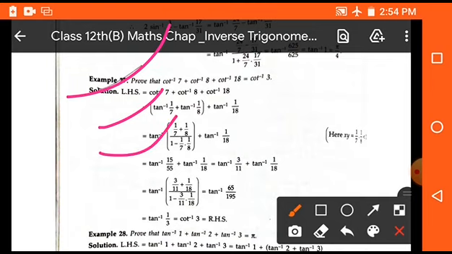Now taking first two terms and applying formula tan inverse A plus tan inverse B, we get tan inverse 1 upon 7 plus 1 upon 8 upon 1 minus 1 upon 7 into 1 upon 8, plus write the third term as it is. Now on solving we get tan inverse 15 upon 55 plus tan inverse 1 upon 18. Now taking both terms and applying the formula tan inverse A plus tan inverse B, we get cot inverse 3.